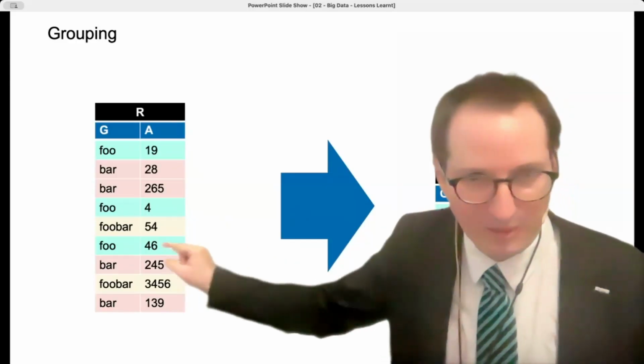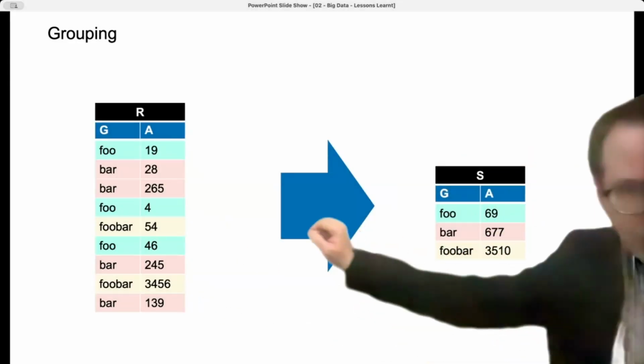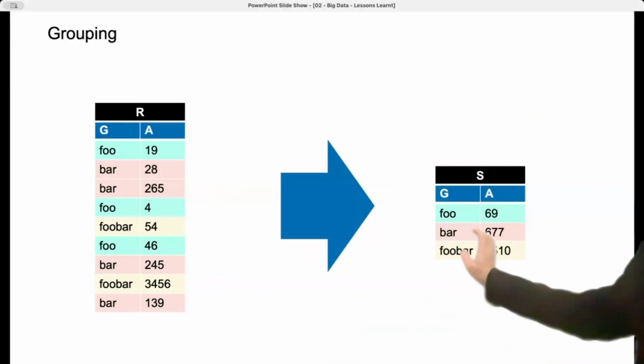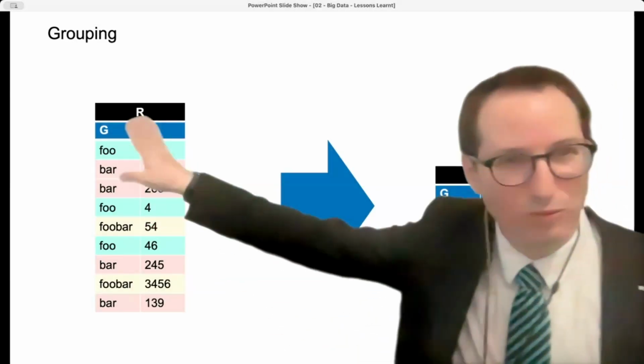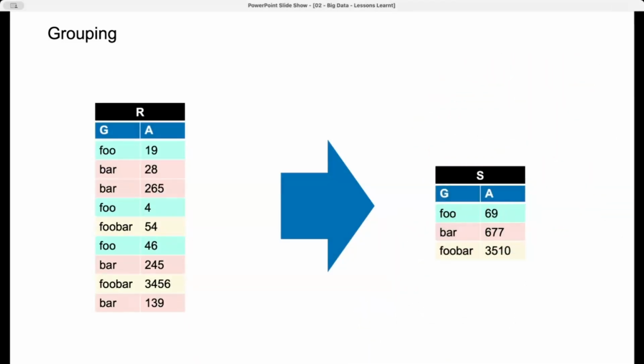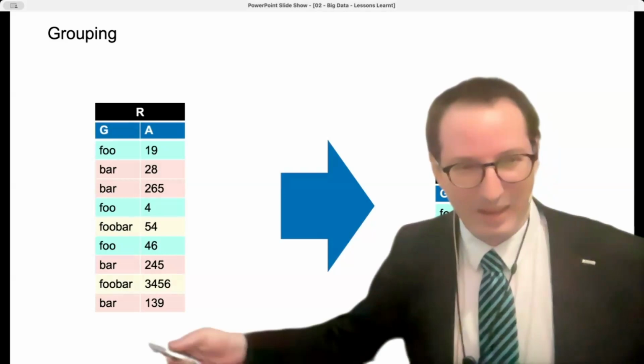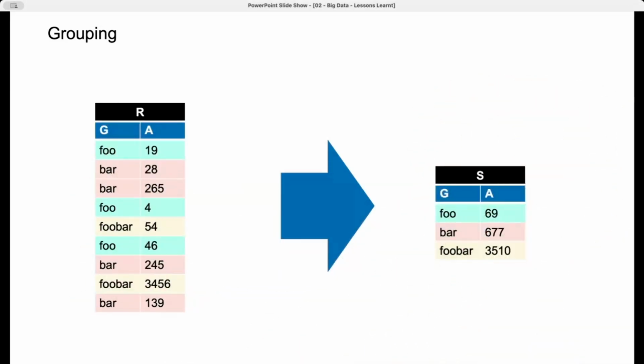19, 4, and 46, you want to add it to 69. Bar, this plus this plus this plus this adds to this, and so on, right? You know foobar, where it comes from. The computer scientists call everything foobar when they don't know what to. It's Furchtbar. That actually comes from German. Anyway, so I just put it there because I had no imagination.